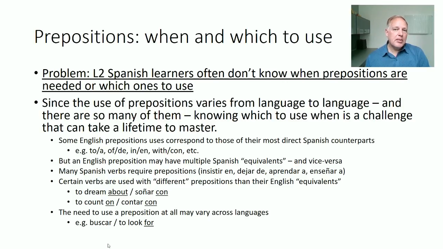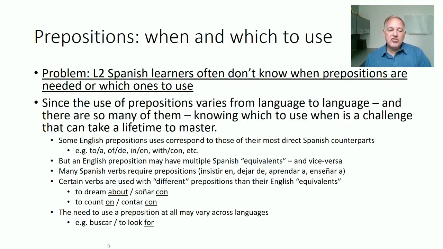Another complicating factor is that the use of prepositions, and you know this if you've ever learned a second, third, or fourth language, varies among languages. There are a lot of them, so knowing which one to use in Spanish when you're thinking in English, when you're going from English as your L1 to Spanish as your L2, is a challenge. And really it's a challenge that can take a lifetime to master. You can listen to people that will get advanced or superior or C2 on the Common European Framework, doing an oral or a written assessment, but you'll still find mistakes in their preposition use. It's just something that takes a lifetime to master.